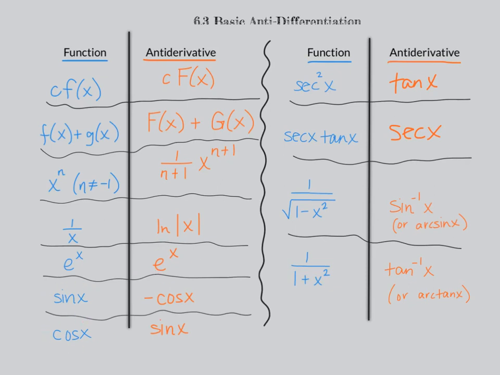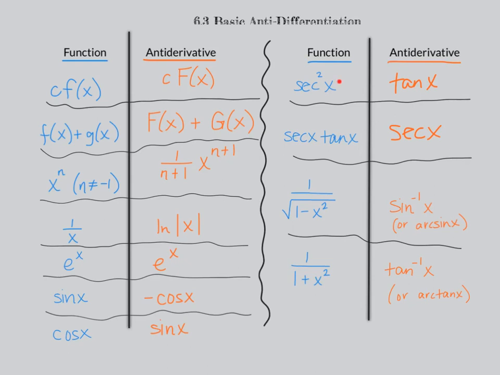We can work backwards with sine and cosine. You just need to be careful about your positives and negatives, right? The antiderivative of sine is negative cosine, whereas the antiderivative of cosine is positive sine. That's because if you take the derivative of sine, you get cosine. If you take the derivative of cosine, you get negative sine. So that means if you take the derivative of negative cosine, you get sine.